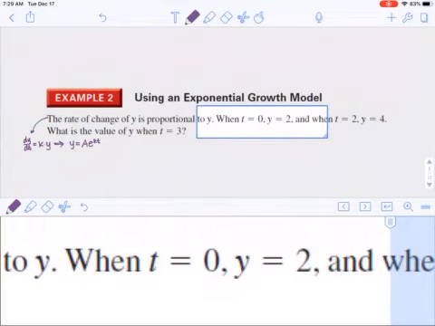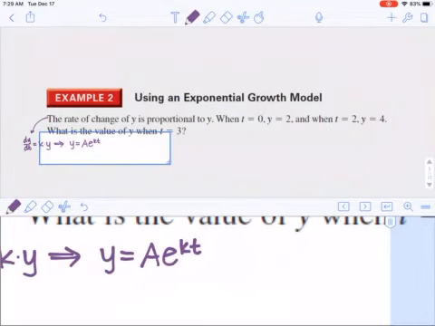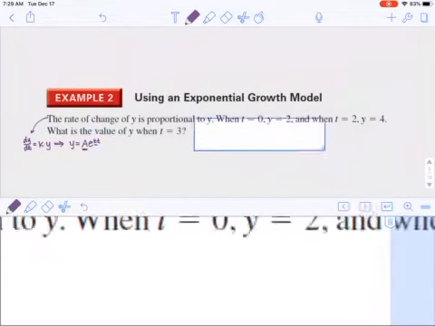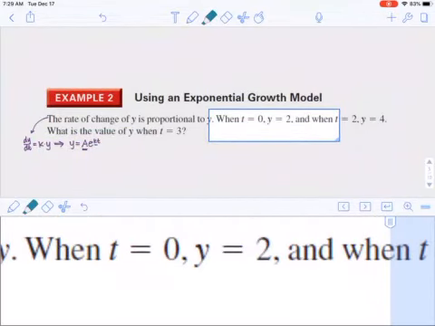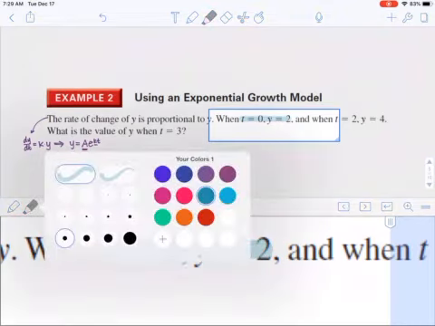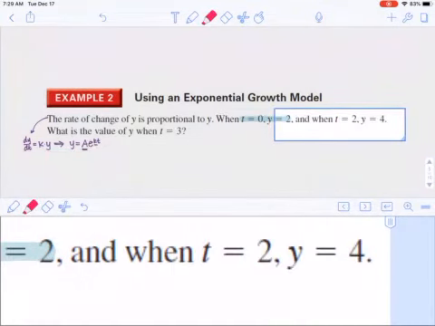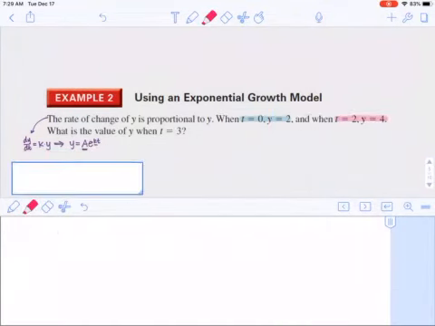All right, so now we have two unknown things, right? We need to know what A is, and we need to know what K is. If you have two unknowns, you need two ordered pairs. Good news for us, right? Here's an ordered pair, and here's an ordered pair. So two ordered pairs means I should be able to figure out what both of those things are.